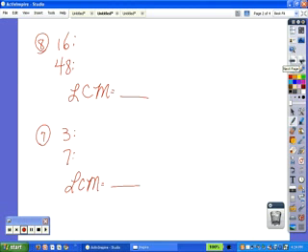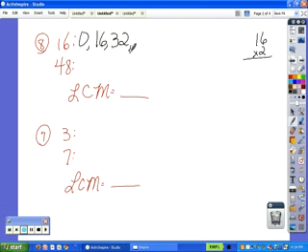For 16 and 48, 0 times 16 is 0, 16 times 1 is 16. When you have a problem like this one, and you don't know your 16 times tables, I don't expect you to have those memorized. You would then go to scratch paper or the side of your page and do the scratch work: 16 times 2, which is 32. Then you would do 16 times 3, which comes out to be 48.